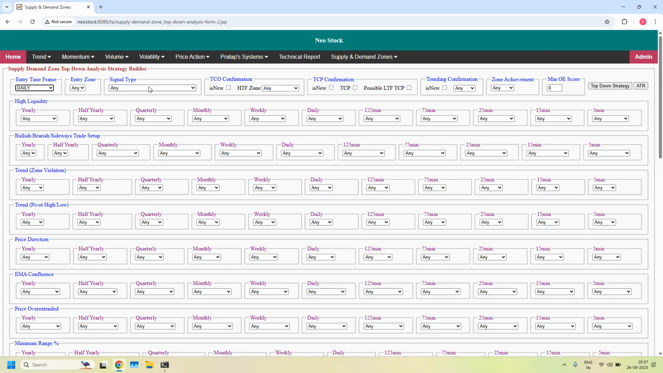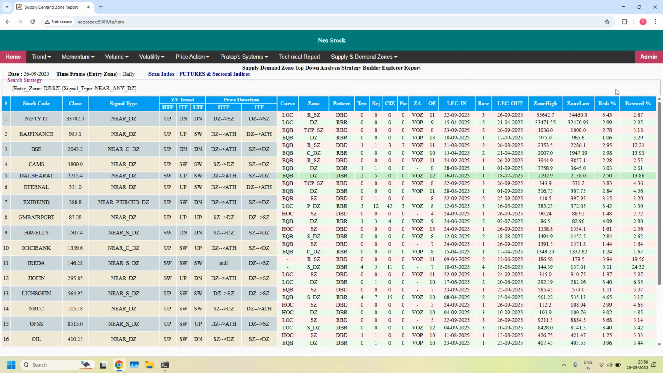Okay, for daily time frame, stocks near to the daily demand zone, we got several stocks, 21 stocks we got. Let us identify high liquidity daily demand zones from this list. BSE is having a daily high liquidity demand zone. Next, Havells is having a daily high liquidity demand zone. Next, ICICI Bank is having a daily high liquidity demand zone. IREDA is having daily high liquidity demand zone.